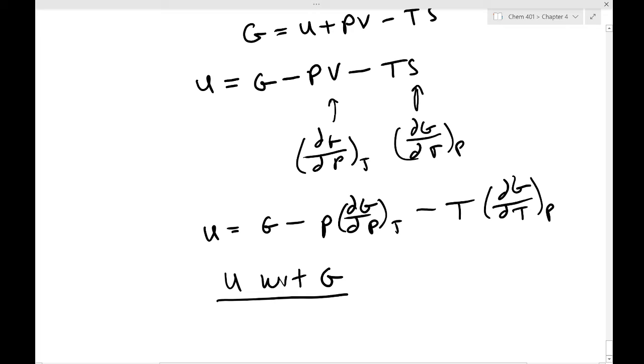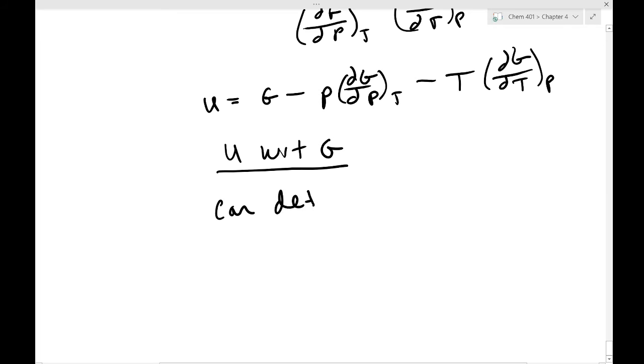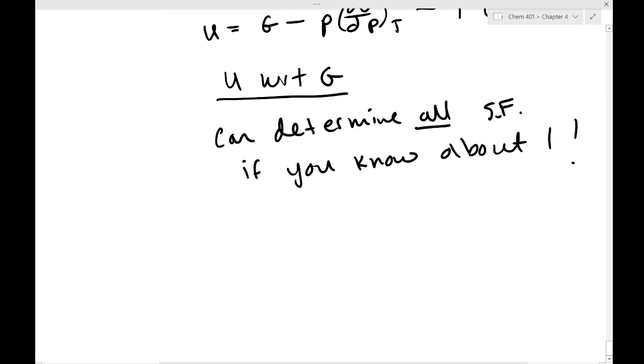And we can do this for all the other state functions. Okay, so you can determine all state functions if you know about one. Okay, and this is extremely powerful. If you know the values for the proper changes in one state function, i.e. the changes in the natural variables for that state function, you can use the equations of thermodynamics that we've laid out above to determine all the other state functions.